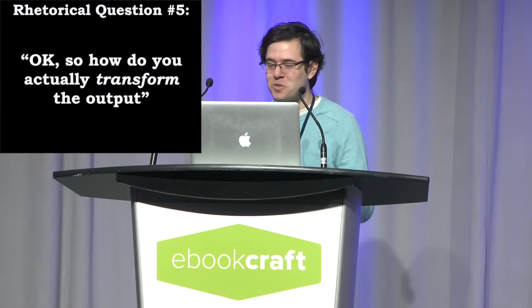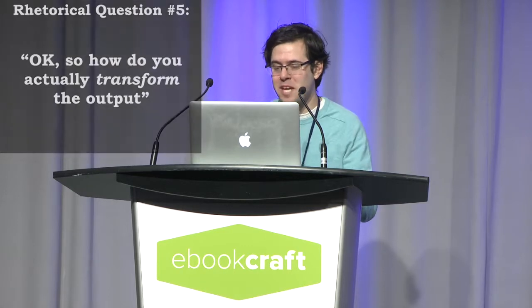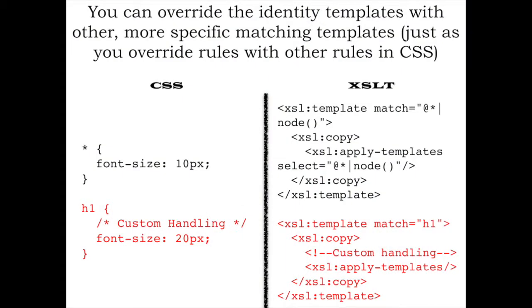So that brings us obviously to the next question. How do we do something useful? How do we actually transform the output? Here's where I'm going to draw an analogy with CSS. You start with your identity template, and you can then override that identity template with other more specific matching templates, just as you override rules with other rules in CSS.